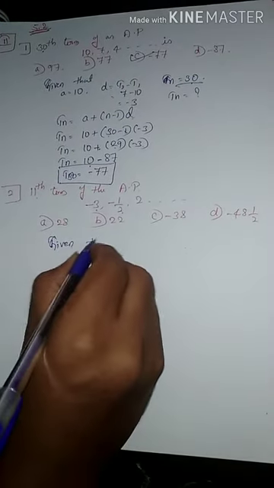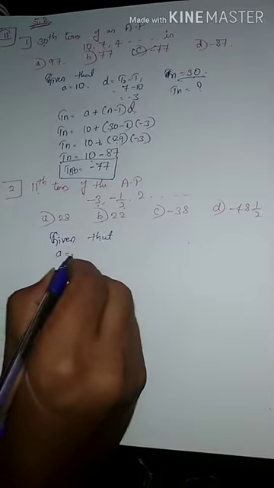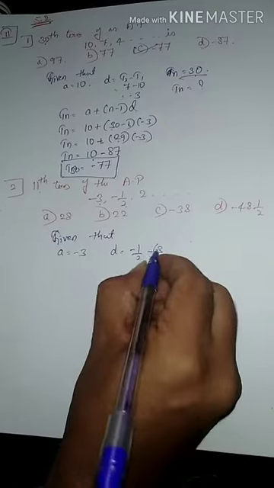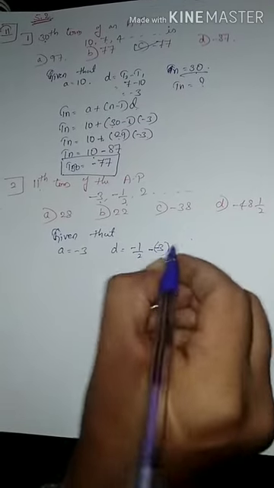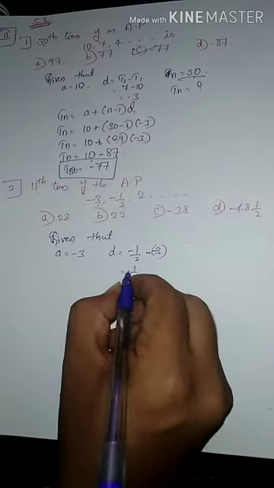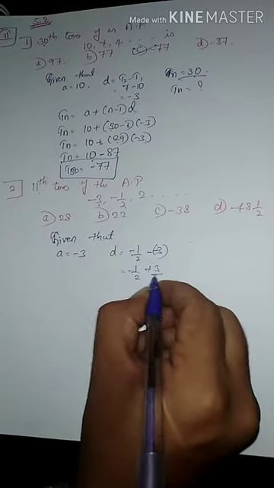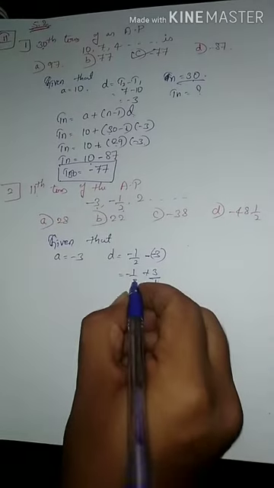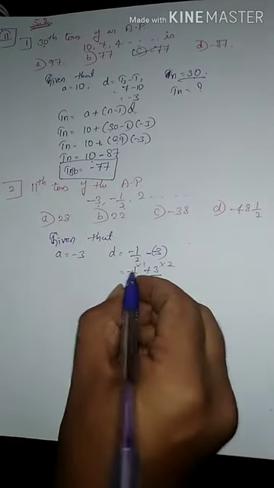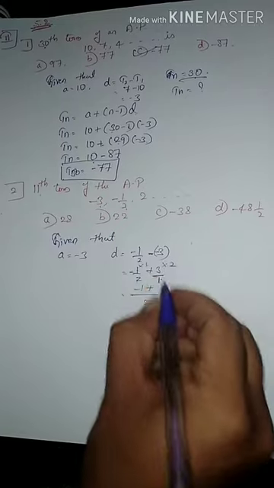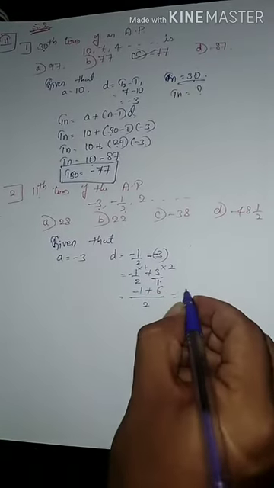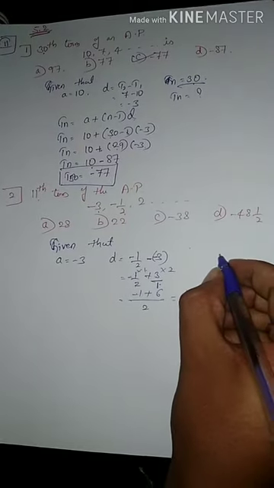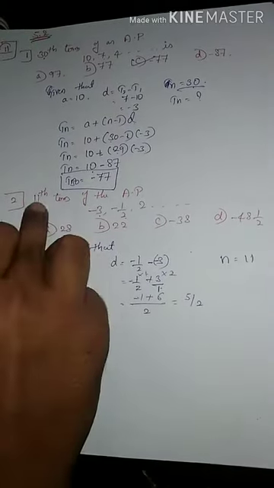So first write the given: A is equal to minus 3, D is equal to T2 minus T1, minus 1 by 2 minus of minus 3, minus into minus is plus 3. So in the denominator here 1. So the LCM is 2. 2 ones are 2, 2 ones are 1, 2s are minus 1, ones are minus 1, plus 3 2s are 6, minus 1 plus 6 is 5 by 2. So the common difference is 5 by 2, and n is equal to 11.